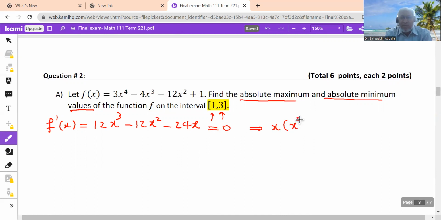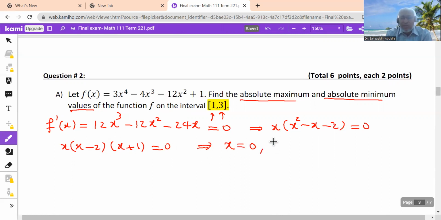Well, I can divide by 12, and I can take x as a common factor. So I'll have x squared minus x minus 2 equals 0. Of course, if the calculator is allowed, you can use the calculator to solve this equation and find the zeros, the critical numbers. Now, if not, you can factor x squared minus x minus 2 into x minus 2 times x plus 1. Negative 2x plus x is negative x, so that's fine. So the critical numbers are 0, 2, and negative 1. These are the zeros. Either x is 0, or x minus 2 is 0, means x equals 2, or x plus 1 is 0, means x equals negative 1. So these values are the critical numbers.